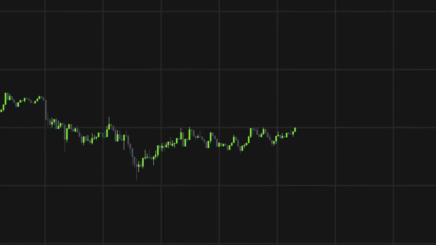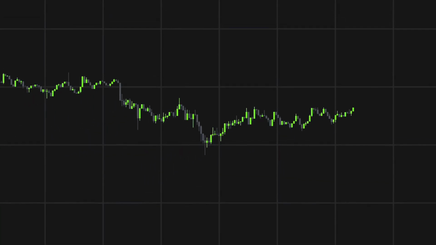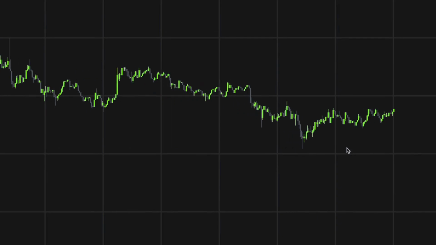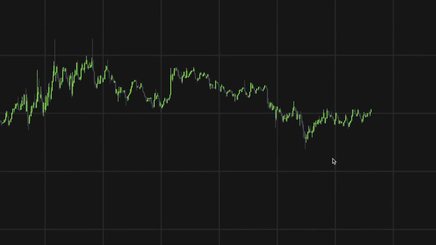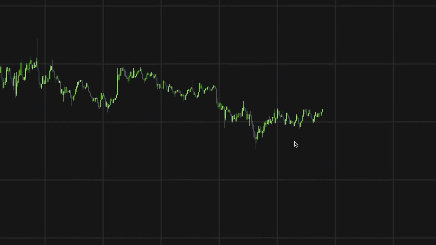Before I show you strategies with this indicator, we need to understand how it works. Let's do a quick experiment. By looking at this price chart, can you tell with the naked eye where the price is likely to move next? You can take your time to examine the price action.